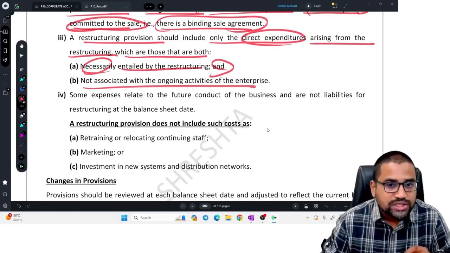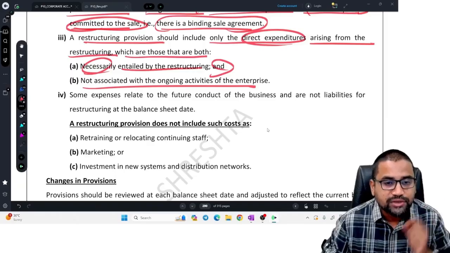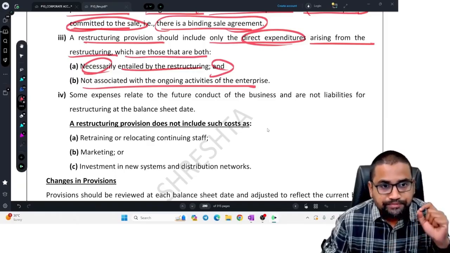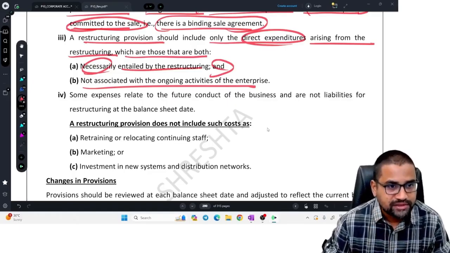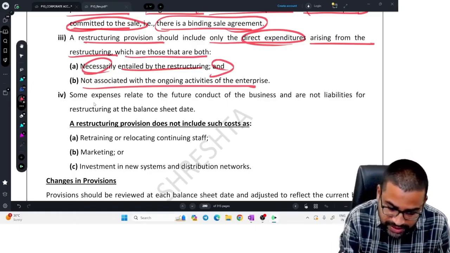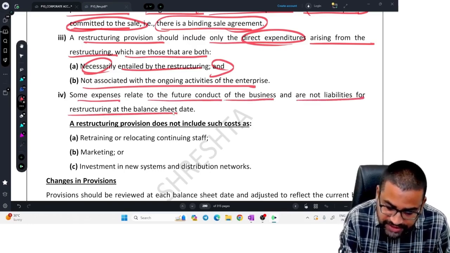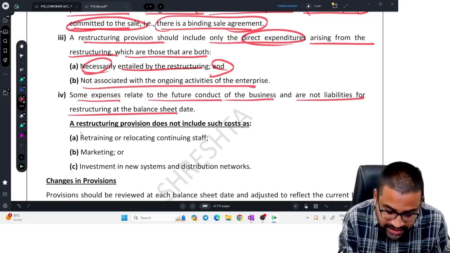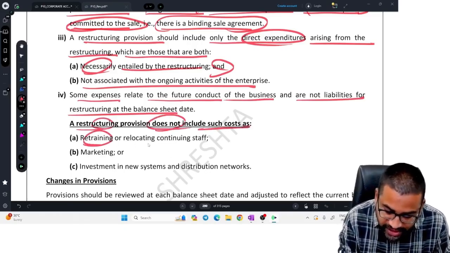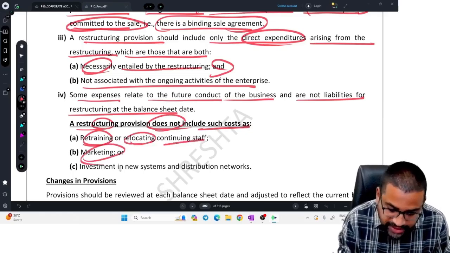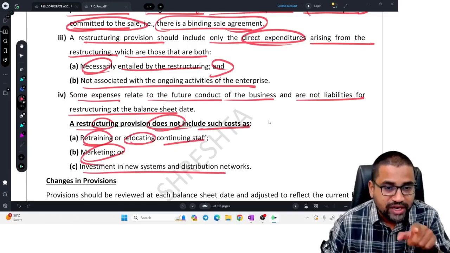That means which cost we need to include in the provision for restructuring? Only direct cost which is relating to the restructuring, and it is in no way associated with any ongoing activities of the enterprise. Some expenses relate to the future conduct of the business and are not liabilities for restructuring at the balance sheet date. See, this is important. A restructuring provision does not include such costs as retraining or relocating the continuing staff, marketing expenditure, investment in new systems and distribution networks. This point already came.